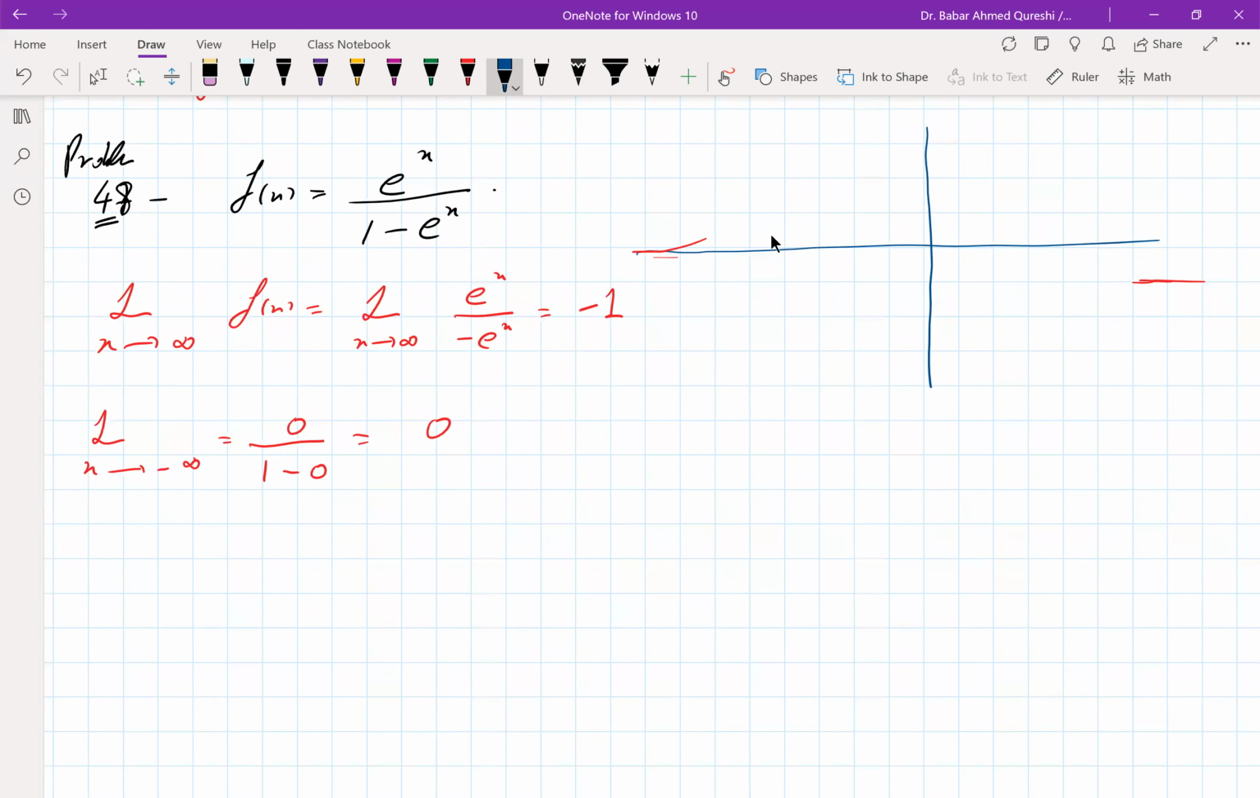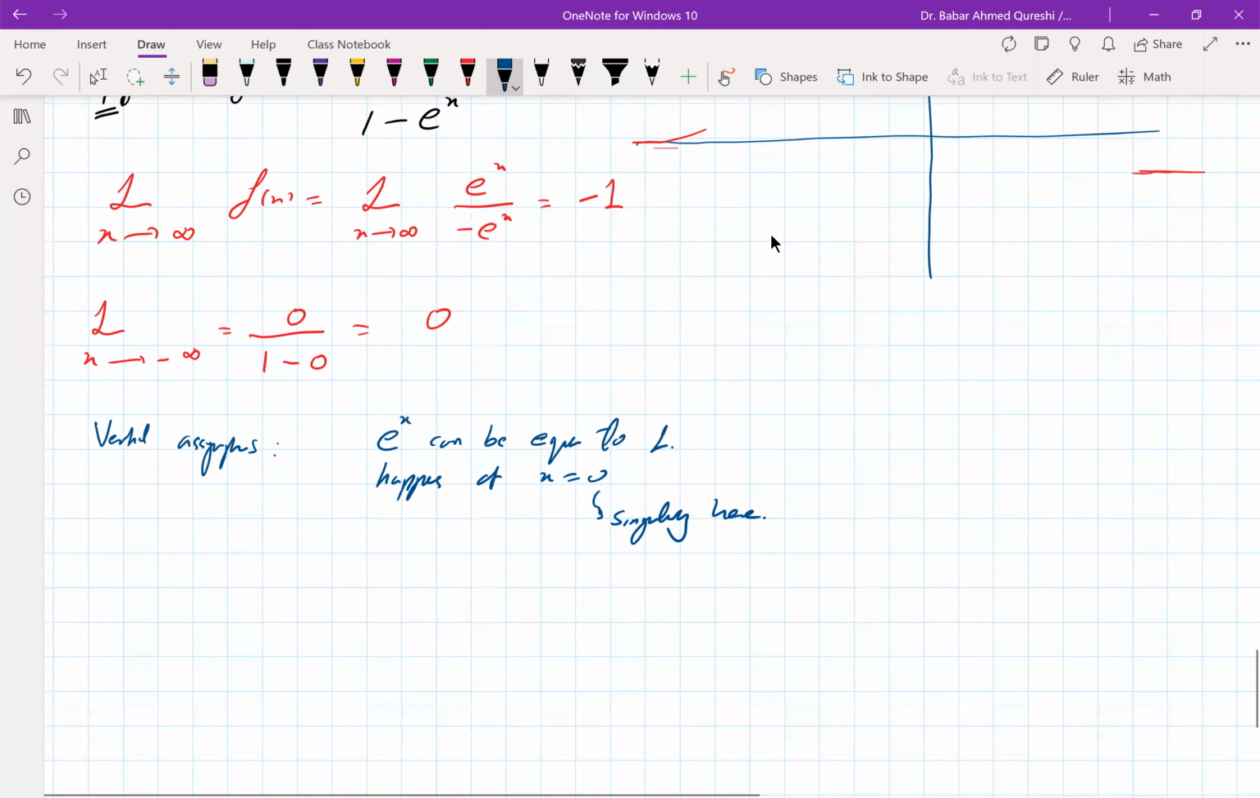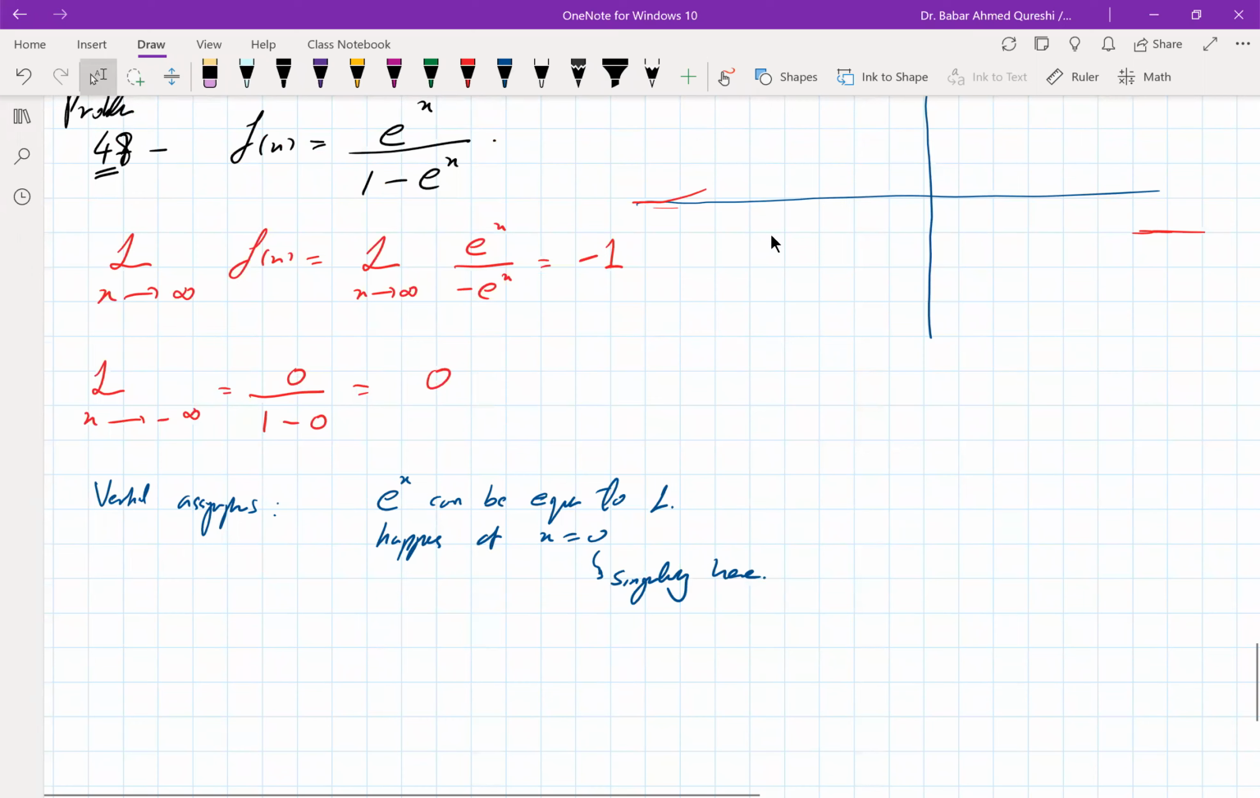And now I find the vertical asymptotes. They exist because e to the x can be equal to 1. Actually, it happens at x is equal to zero. So there's a singularity here. But I want to know what happens when I approach from the right hand side and from the left hand side. So x going to zero plus, when I'm approaching from here, what happens over there?